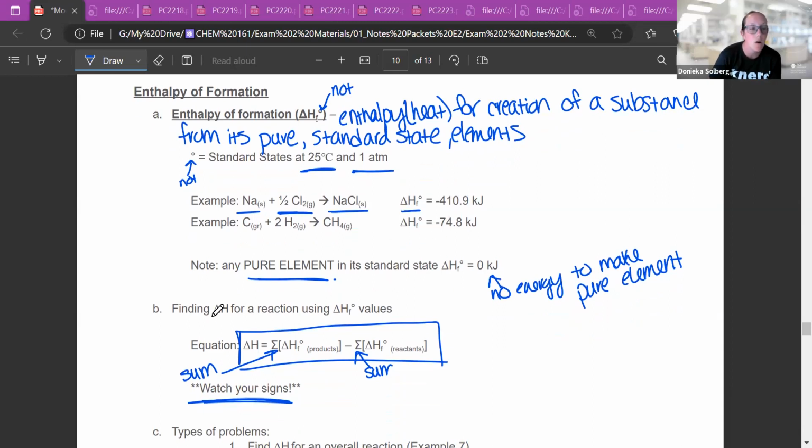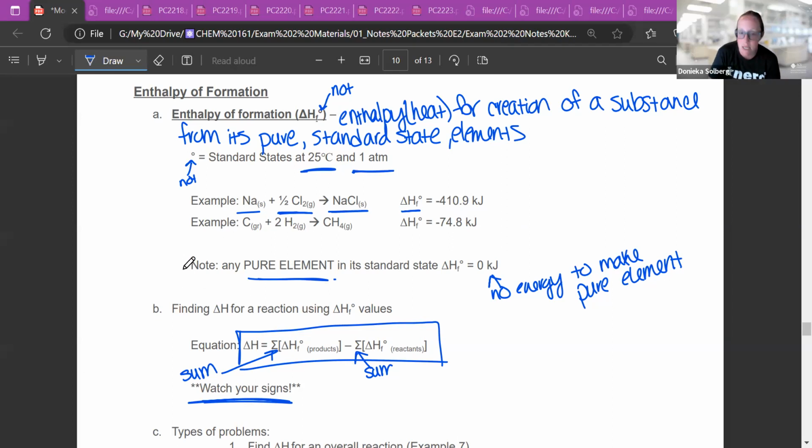Now, I do want to note that any pure element, so carbon or hydrogen gas or whatever, in its standard state doesn't require energy to make. That's how it exists. So its delta H formation is 0. It doesn't take energy to make a pure element. So the delta H formation for just plain sodium is 0. Delta H formation for plain hydrogen gas is 0. Anything else has a delta H that you can look up. And you can see these on your table as well. There are some zeros on there for all of the pure elements.